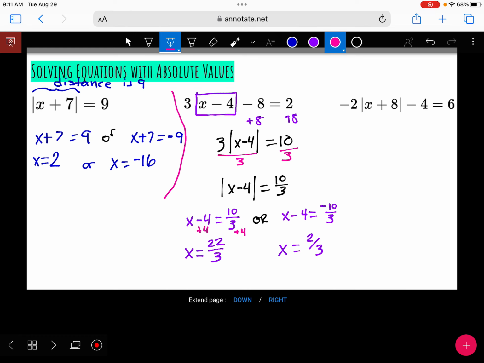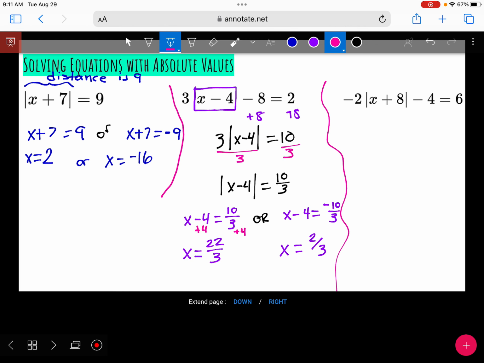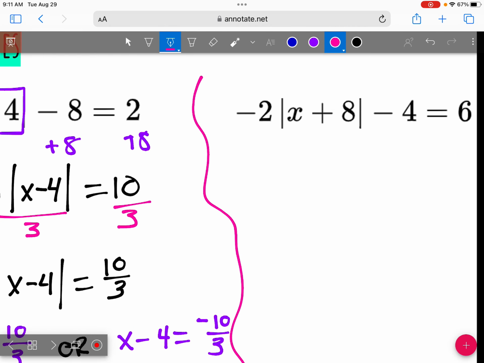Okay, one more absolute value. Because this 2-5 goes through solving in like 8 different kinds of things. So, barrier. Let's solve this one over here. What are we going to do first? Add 4 to both sides because I need to isolate my absolute value. So we have negative 2 times the absolute value of x plus 8 equals 10. Then what? Divide by negative 2.